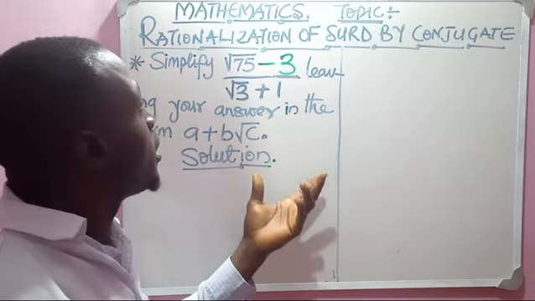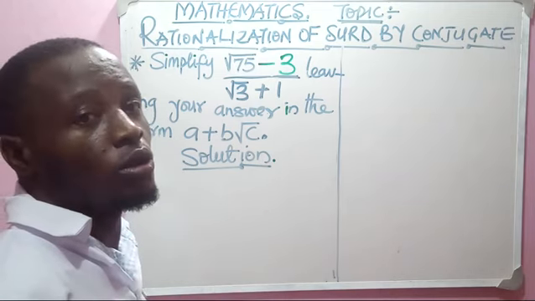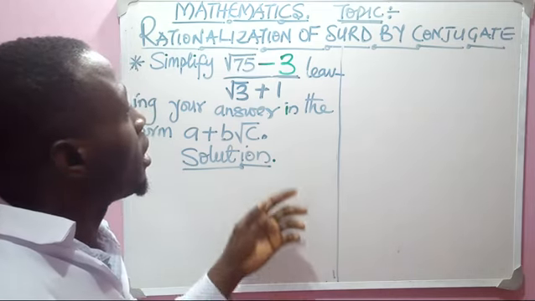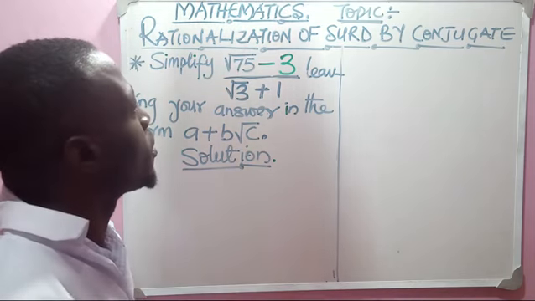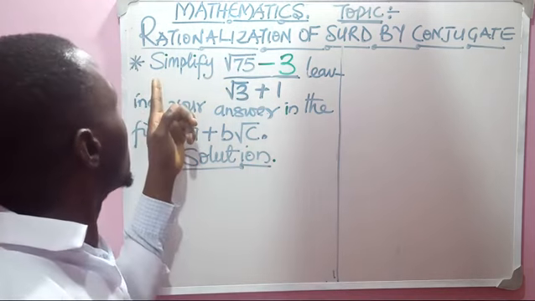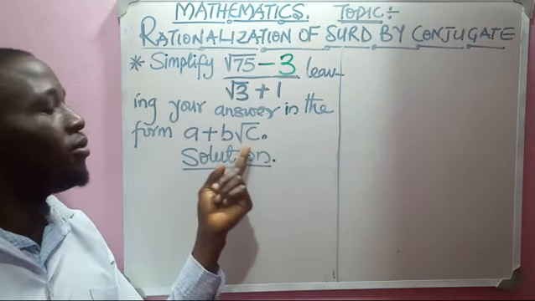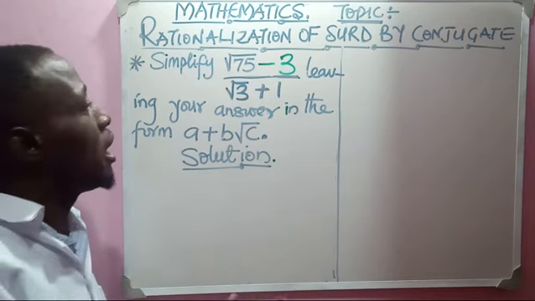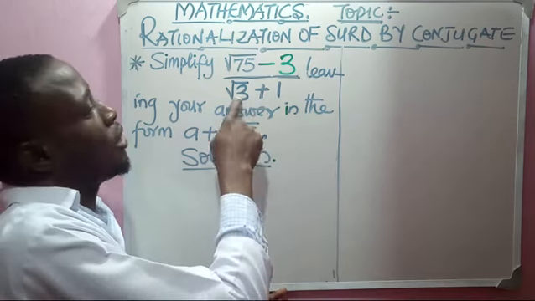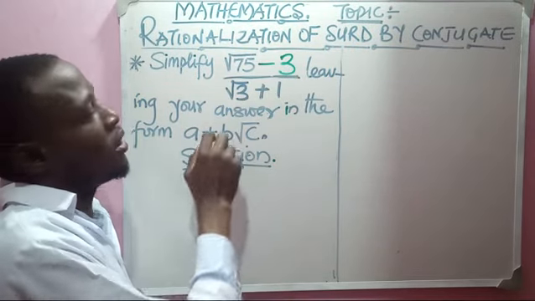Today, quickly, there's a question on the board on rationalization of surds by conjugate. We want to quickly solve a question involving surds. They said simplify this, leaving your answer in the form of a plus b root c. It's a simple thing. What you do is you rationalize by the conjugate of the denominator.